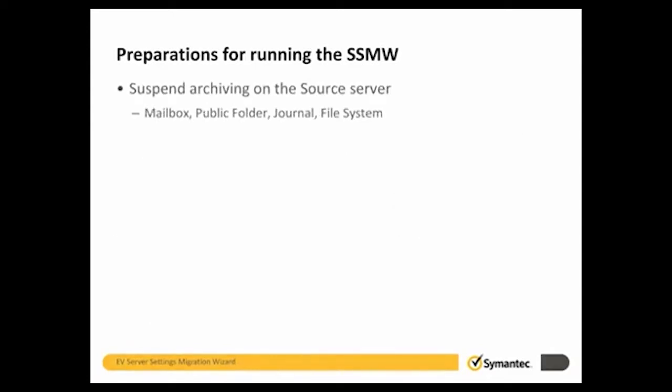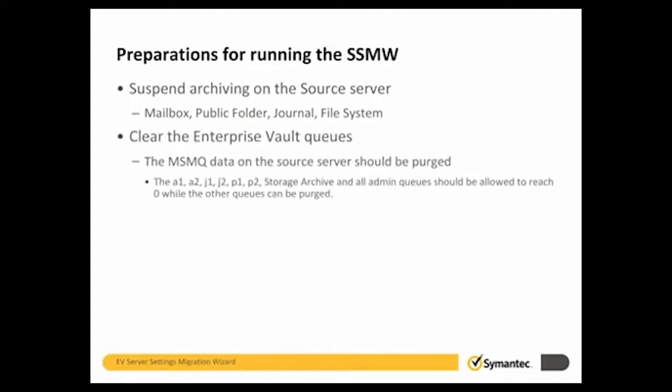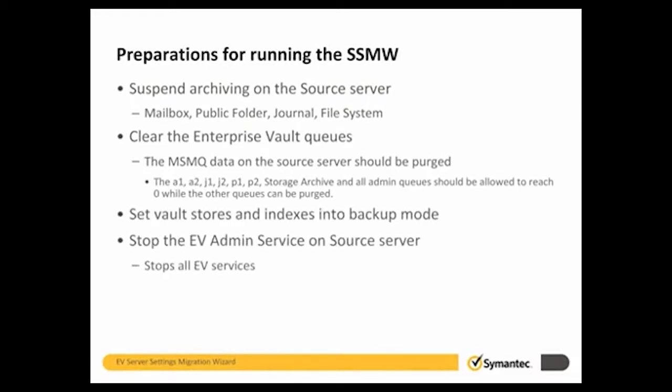Archiving should be suspended on the source server for all types of archiving. The MSMQ data should be purged from the source as well. The vault stores and index locations should be placed into backup mode, and the EV admin service should be stopped. This will stop all EV services on the source server.